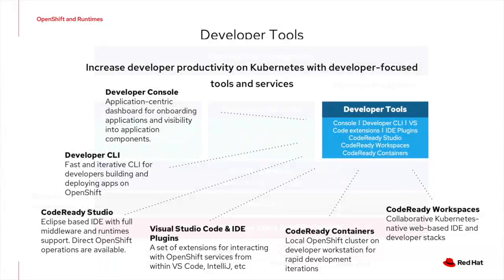CodeReady Studio is our long-term Eclipse-based IDE, which provides all required plugins for developing applications for Red Hat runtimes and middleware. It consists of plugins directly connecting to OpenShift clusters and executing developer operations. Visual Studio Code is quite popular in the market and preferred by many developers today. Red Hat published a rich set of plugins for Visual Studio Code, including Java, Quarkus, OpenShift, Kubernetes, and Camel K.